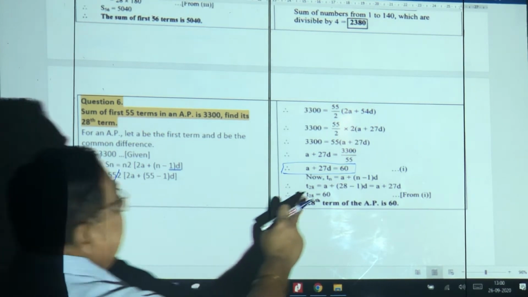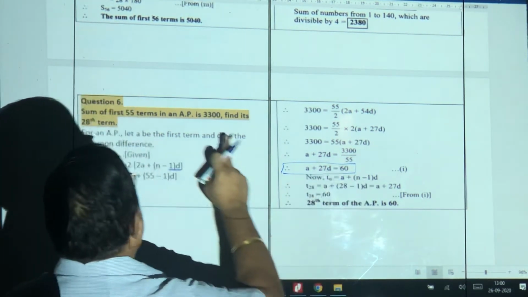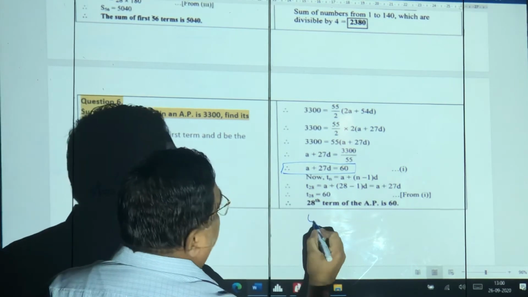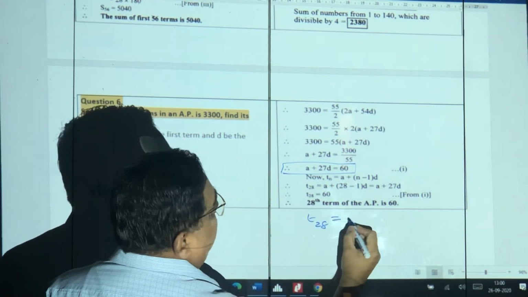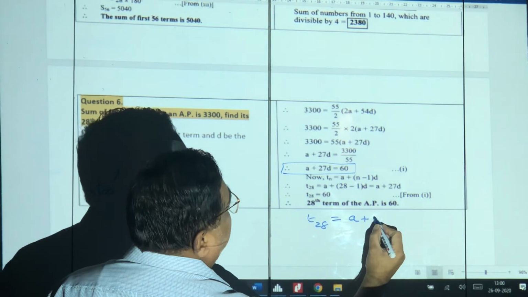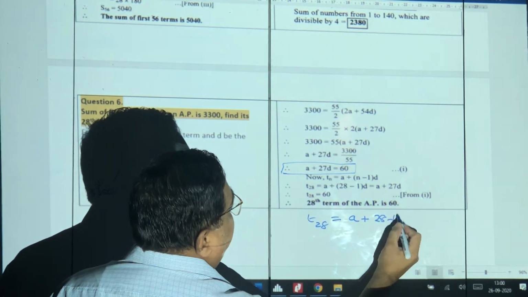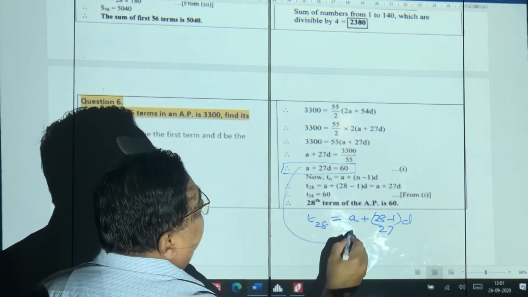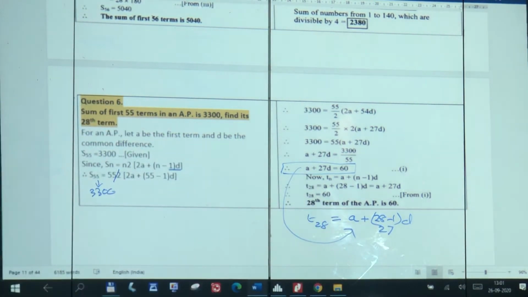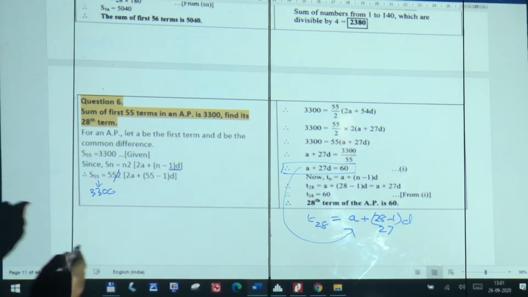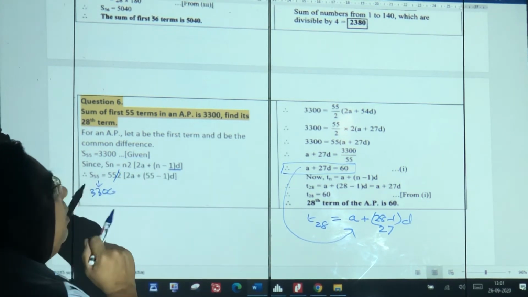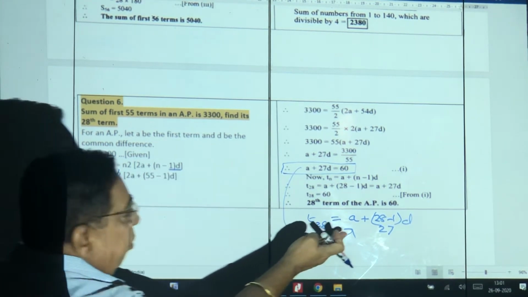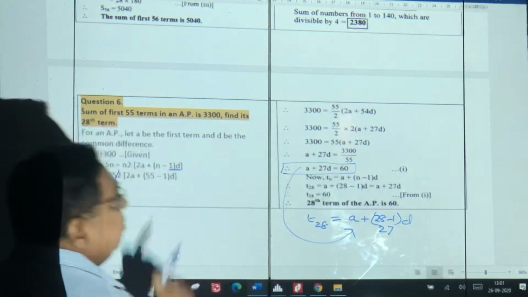Because Tn is a plus (n minus 1)d, and you want the 28th term. So T28 is equal to a plus (28 minus 1)d. This is 27d. You already have this, my friend. Just substitute. You didn't have to solve it. You must start using your brain. But I am stuck here, I don't have a and d. Why do you need a and d? They were already giving the right hand side ready made.